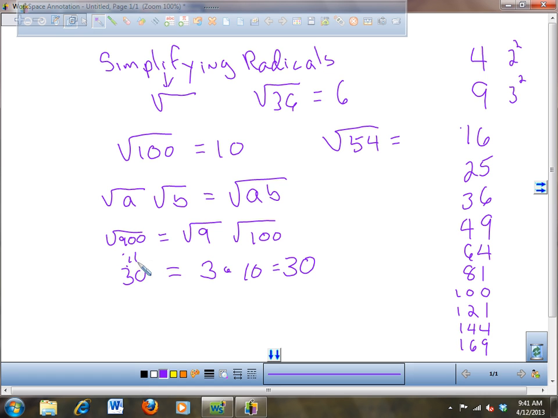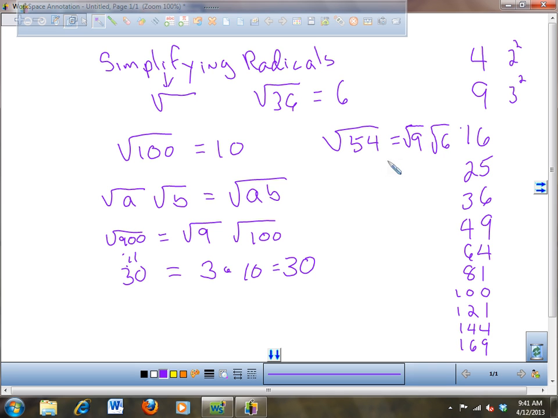Okay? What perfect square number is in 54? 7? What perfect square number? What times what gives you 54? 6 and what? 6 times 9. Okay? So what you're looking for is numbers inside that square root sign that are perfect squares. So one of those is a 9, and one of those is a 6. Well, you say 6 isn't a perfect square number. That's okay, because that just stays inside the square root.